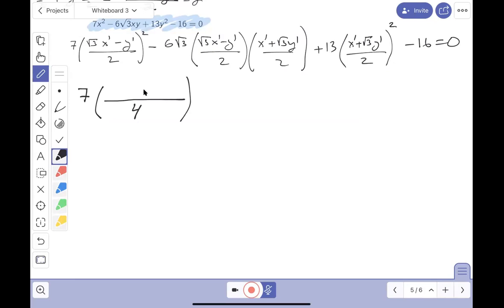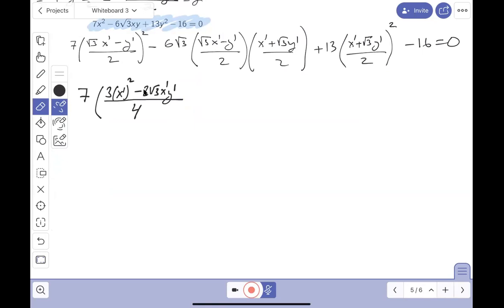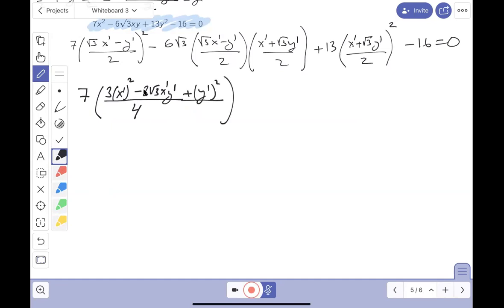All right, let's go slow. That's going to be 3 x prime squared minus 2 root 3 x prime y prime. I get it, this is going to go on forever, isn't it? Plus y prime squared. What did I just accomplish? Very little, just this guy. All right, let's do the next one. And it's going to be work. I know that.